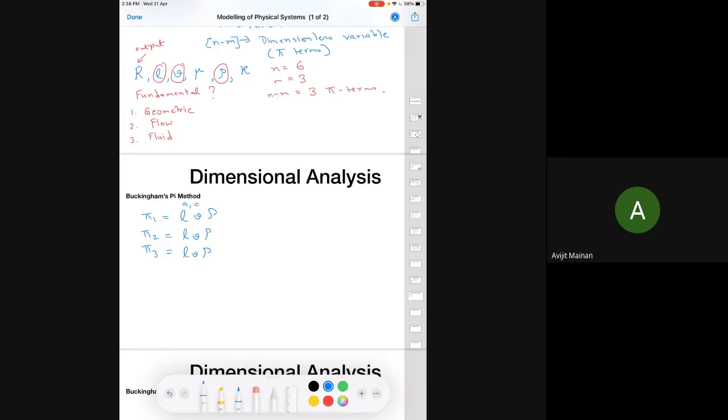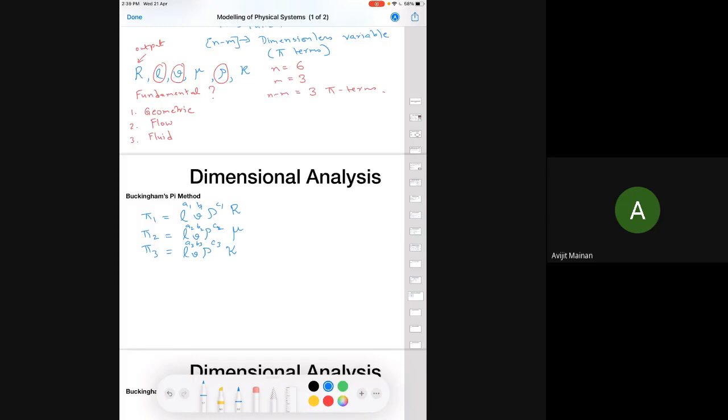So I'll put A1, B1, C1, A2, B2, C2, A3, B3, C3. And I will multiply them with the non-fundamental variables. So you have R in one case, mu in the other, and kappa in the last one. Okay. So 3 of them and 3 more variables, so that's fine.